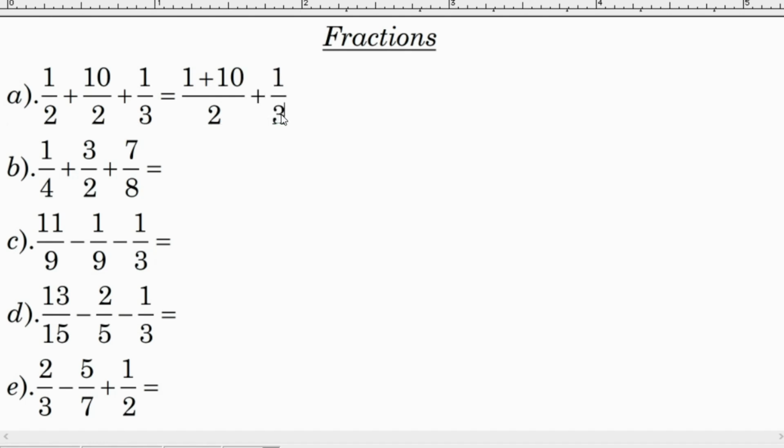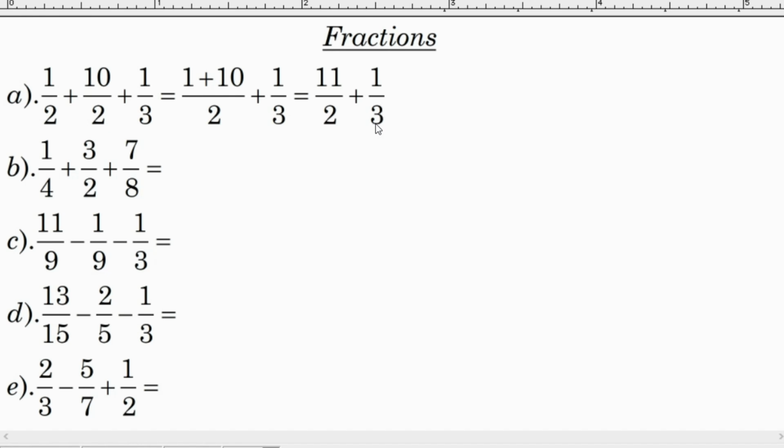and then plus 1/3. Alright, then the numerator equals 11, divided by 2, and then plus 1/3. So right now we have to calculate the last 2 fractions, but the problem is that we don't have the same denominator. We only have 2 and 3, right? So we need to find the same denominator before we can add the numerators together.